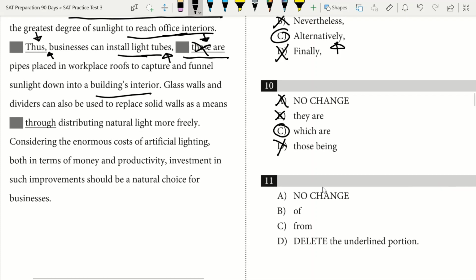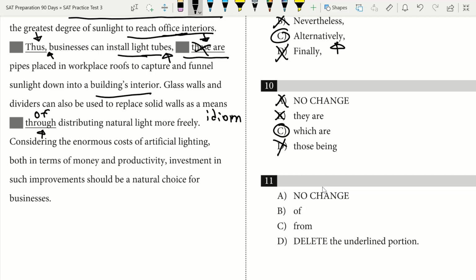All right, glass walls and dividers can also be used to replace solid walls as a means. Okay, this is one word underlined in the middle of a sentence. Anytime I have one word underlined in the middle of a sentence, I'm really looking at two things. I'm looking at it to either be an idiom question, right? And an idiom, if you remember, is really just coming up with what would be a natural way to say it, right? What we would commonly say. That usually deals with prepositions or gerunds, things like that. So if there's one word underlined in the middle of a sentence and it's something like through, of, for, anything like that, then it's likely an idiom question. In this case, it is an idiom question.